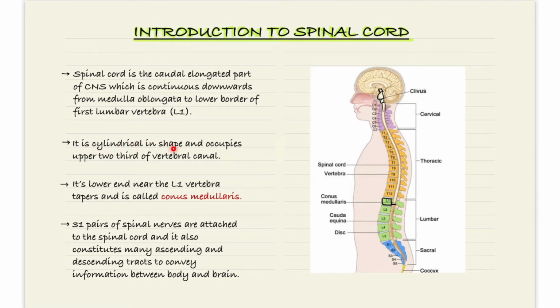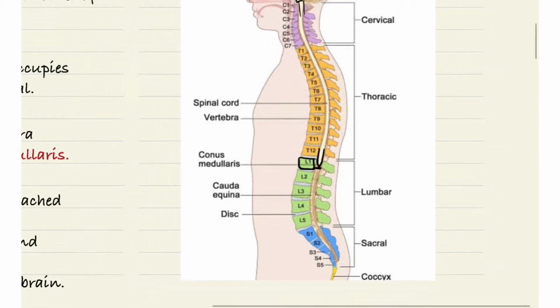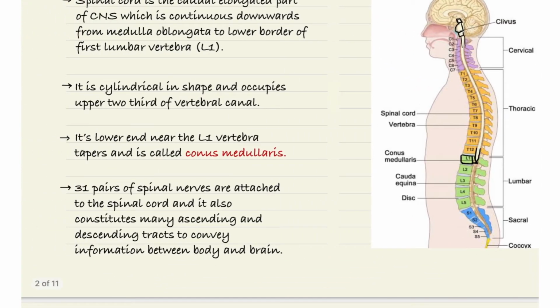It is cylindrical in shape and occupies upper 2/3 of the vertebral canal. Its lower end near the L1 vertebra tapers and is called conus medullaris. So if you see here, this tapering end is known as conus medullaris. Then 31 pairs of spinal nerves are attached to the spinal cord, and it also constitutes many ascending and descending tracts which help in conveying information between the body parts and the brain.